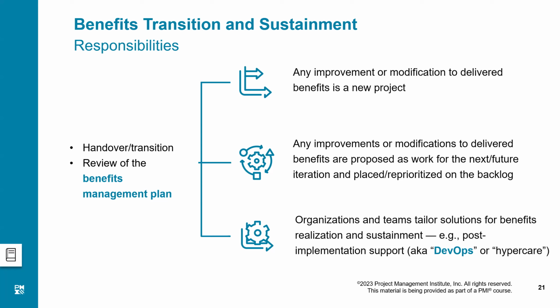In agile, any improvements or modifications to delivered benefits are proposed as work for the next future iteration. While we are doing the work, the customer may come up with new ideas, new requirements, and they can keep adding requirements. So we are comfortable in agile that we can have continuous value delivery, not really a benefit, but continuous value delivery. In a hybrid project, we could have organizations and teams tailor solutions for benefits realization and sustainment.